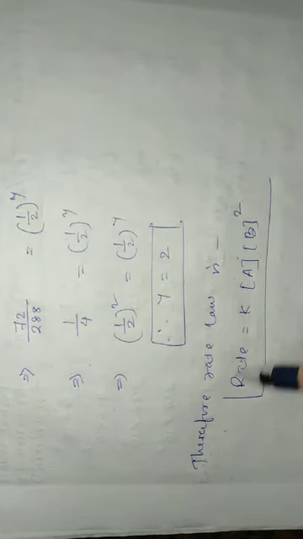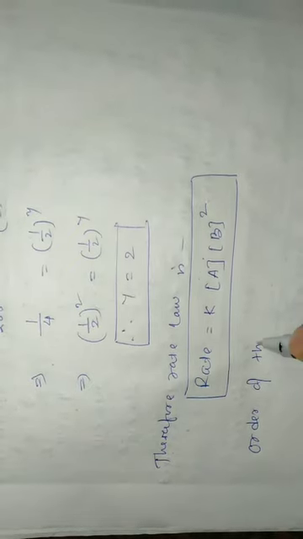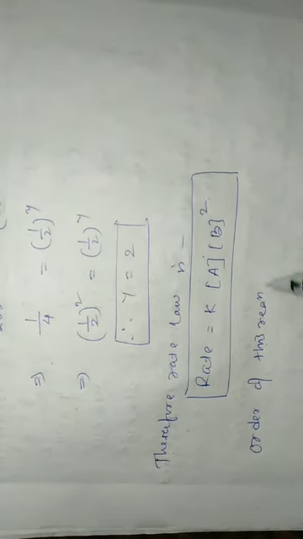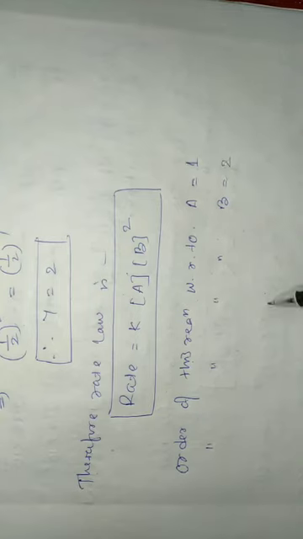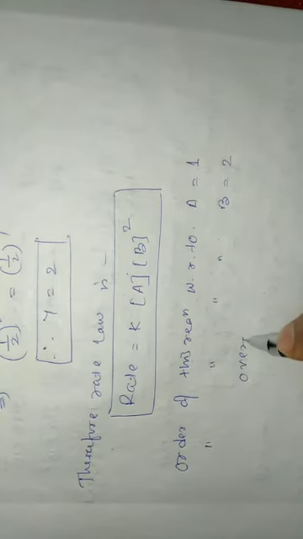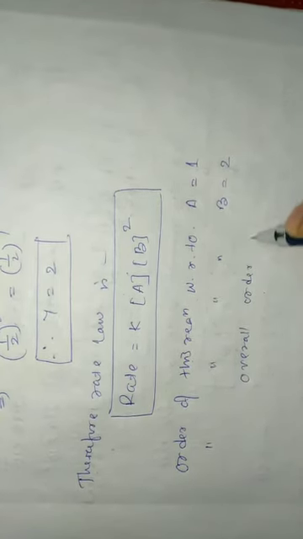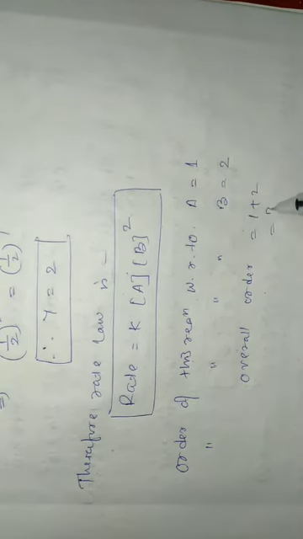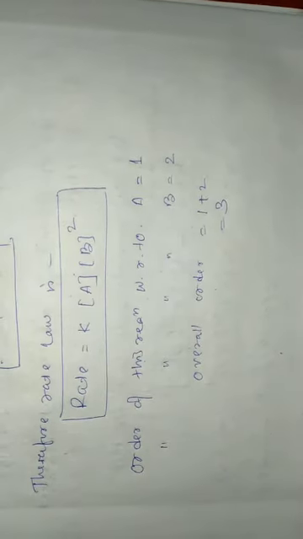Now order of this reaction with respect to A equal to how many, 1, because according to the rate expression the exponent of A is 1. Therefore order of this reaction with respect to A is 1 and order of this reaction with respect to B equal to how many, 2. Then overall order for this reaction, 1 plus 2 equal to 3. That means it is a third order reaction.